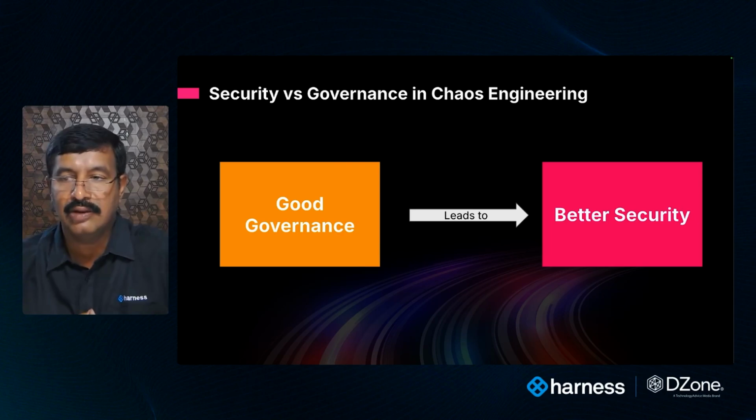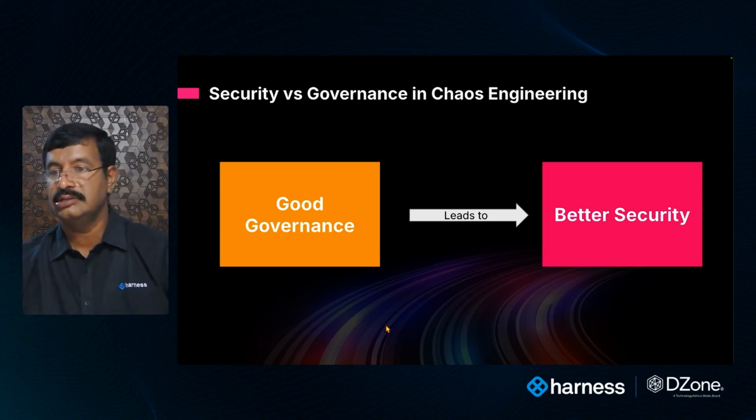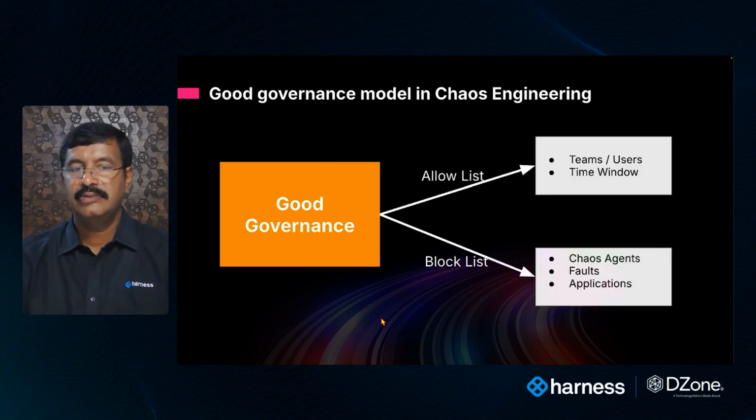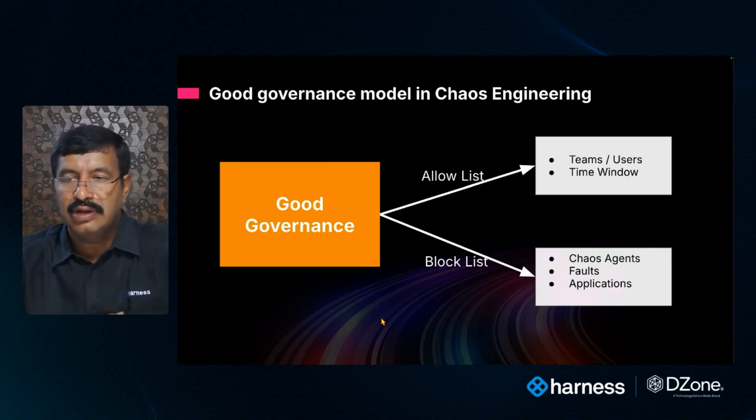If you do great governance, good governance, it leads to better security, right? So you are controlling, making sure that things are not happening, either with good intention or malicious intention, making sure that the chaos experimentation is very much controlled and adhering to the governance policies of the organization, right? So what are the general good examples of governance requirements, right?